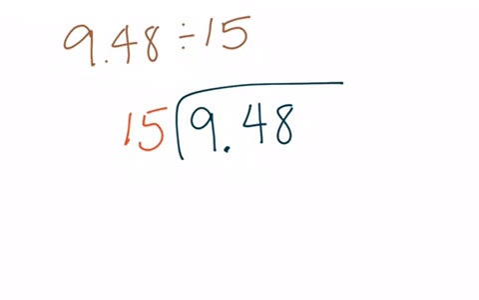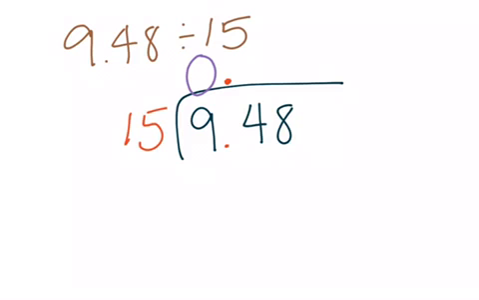Okay, so we've set it up. The last thing I have to do is line up my decimal points. So I'm going right up here. There's my decimal point. Then I'm going to erase my error so I don't confuse myself. So we see how many times 15 can go into 9. Well, 9 is smaller than 15, so 15 can't go into 9, so we're going to put our 0 up there. Then move over to how many times 15 can go into 94.